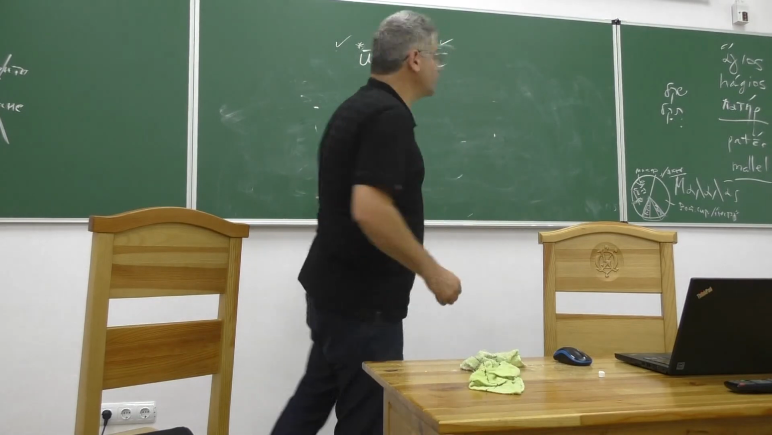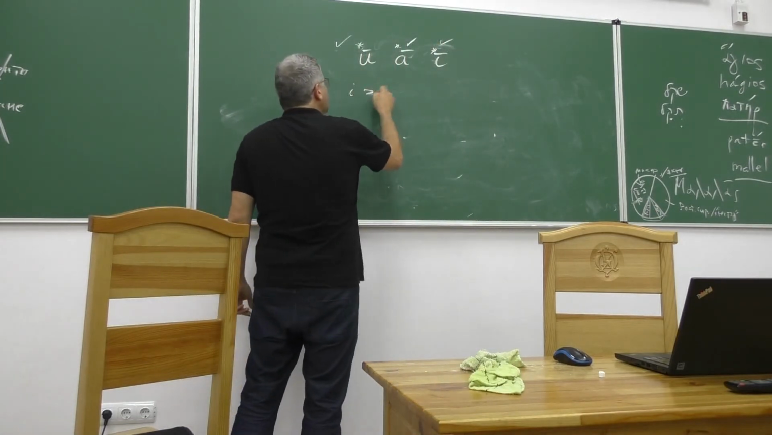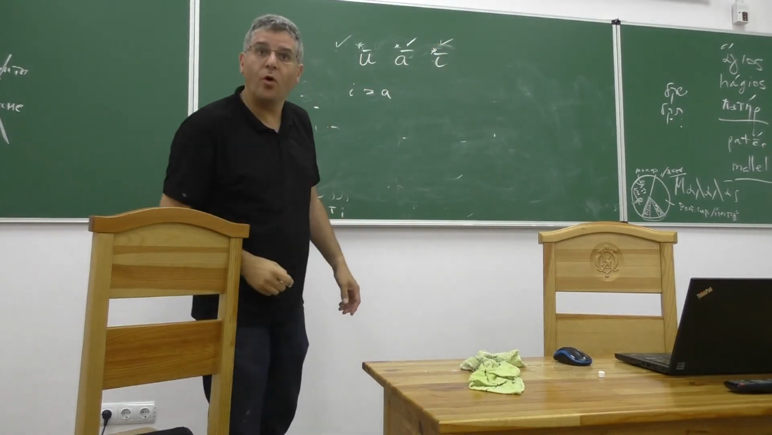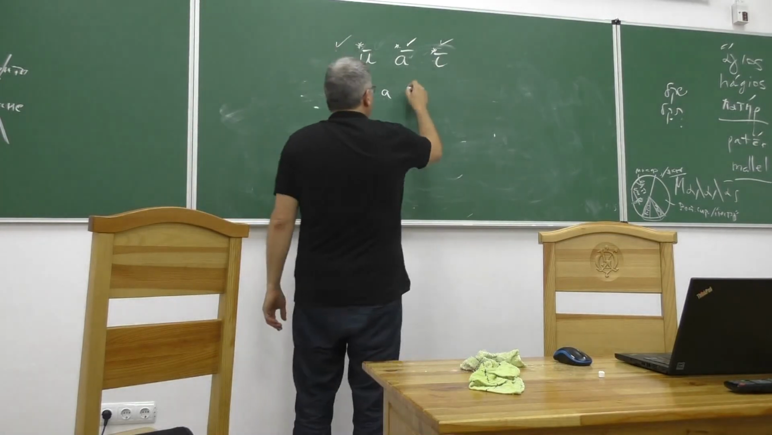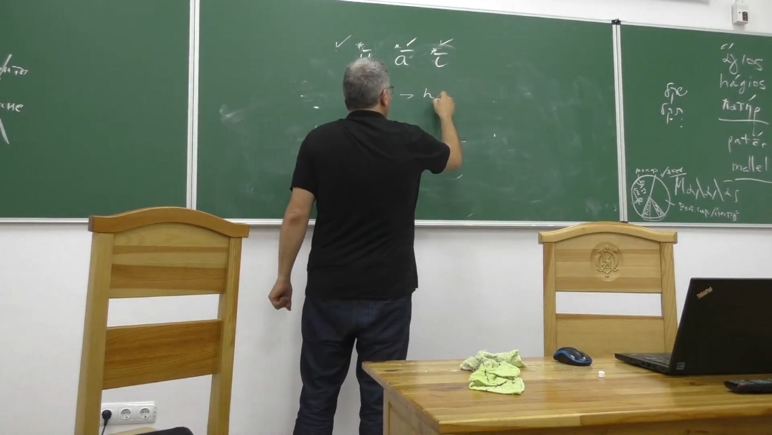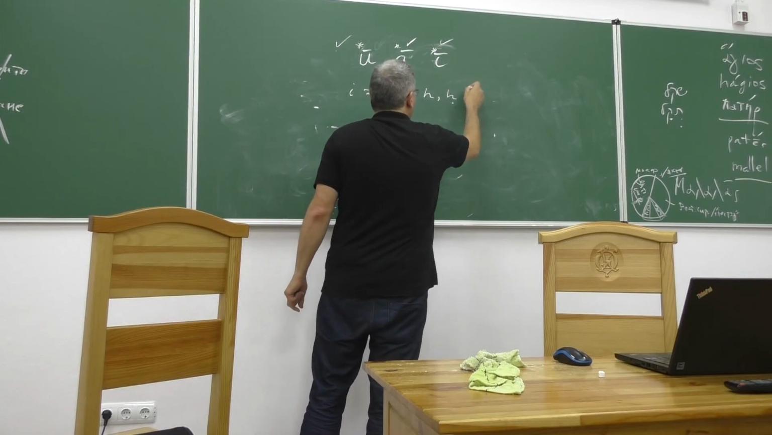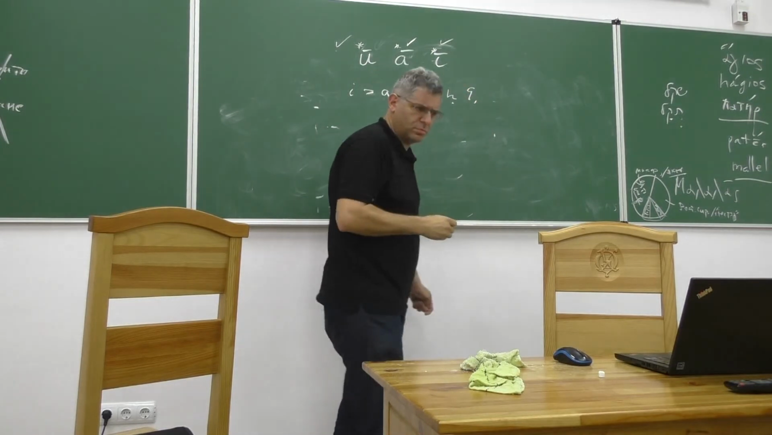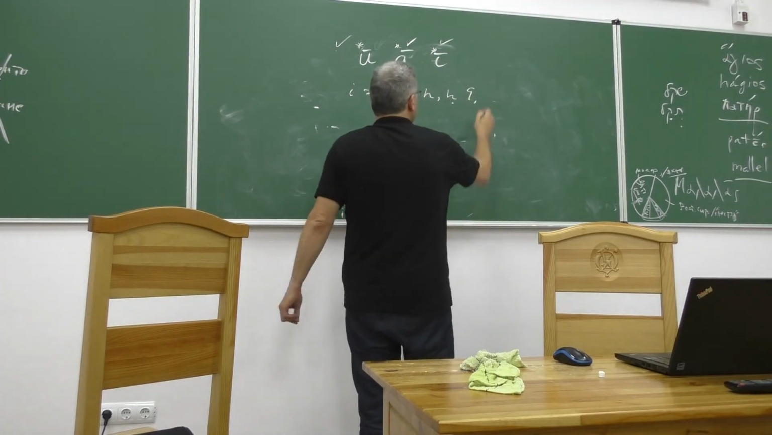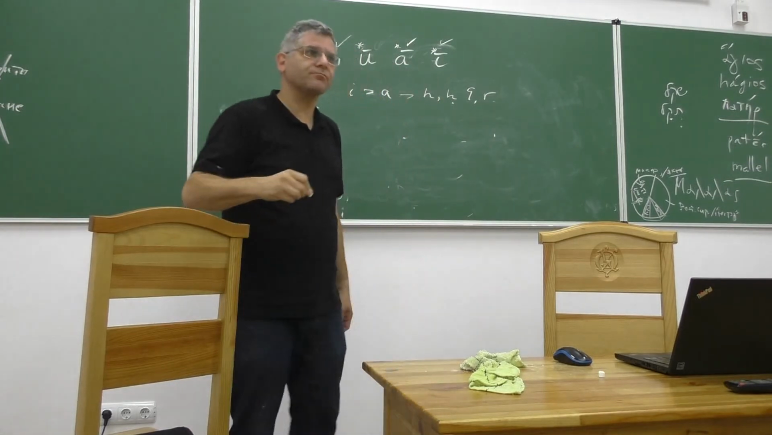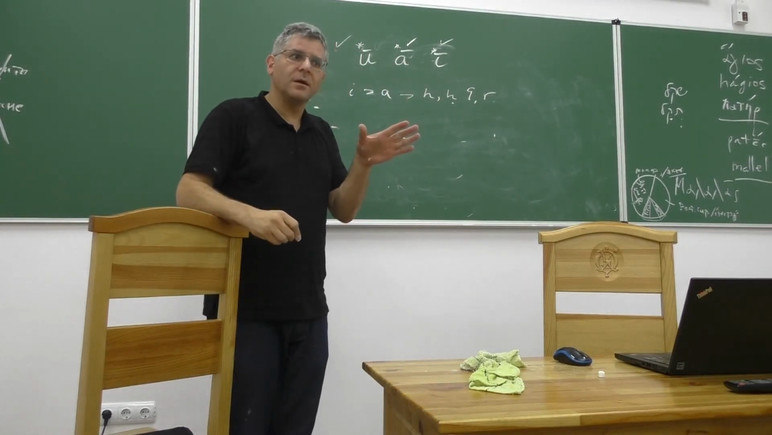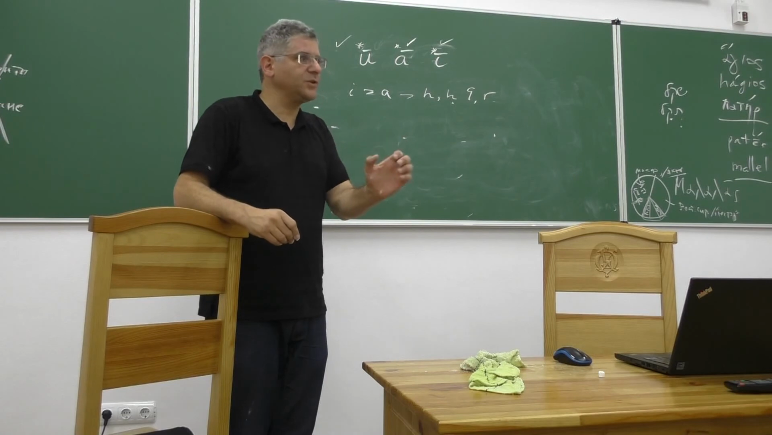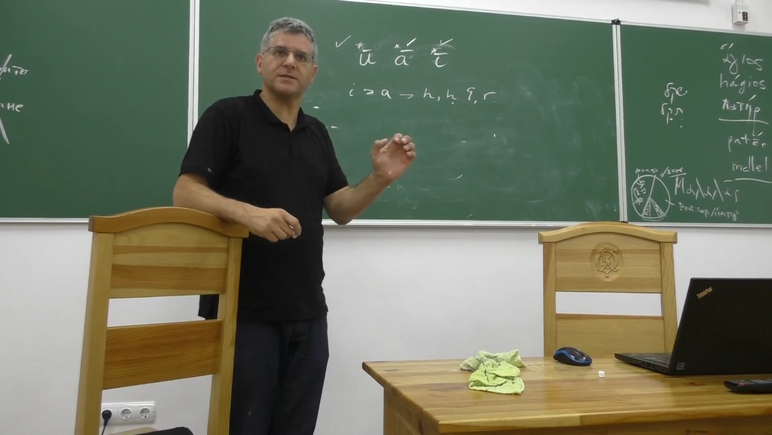Here, I'll write it for you. The short E vowel becomes A before H, Ayin, or R. And this I will repeat to you until you know it, because we have lots of examples.